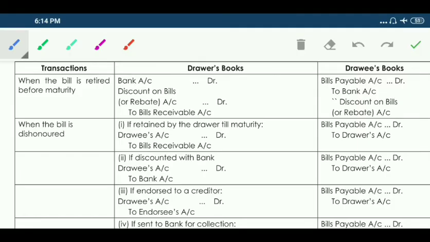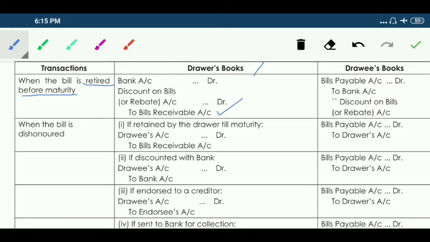The next transaction is when the bill is retired before maturity. When the bill is retired before maturity, the entry is in the drawer's books: bank account debit, discount on bills account debit, to bills receivable account.